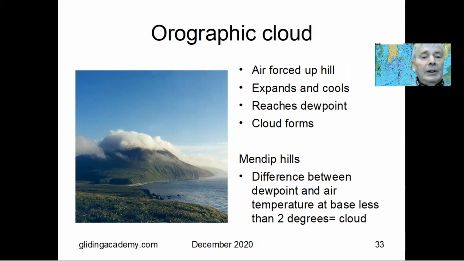For the Mendip Hills, for instance, which are about 2/3 of a 1,000-foot arc, if the difference between the actual temperature and the dew point temperature of the air at the surface, at the base of the hill, is 2 degrees or less, then cloud will definitely form on the hill. So it's very, very predictable.